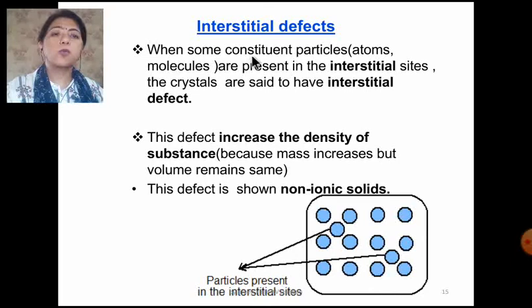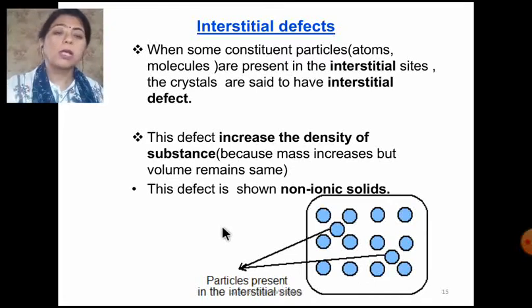Now let's read what is given. When some constituent particles are present in the interstitial sites, the crystals are said to have the interstitial defect. And I know you must have understood that now there will be an increase in the density of the substance. It is just because the volume is the same, but the mass is increased. So due to the interstitial defect, there is an increase in the density of the substance.